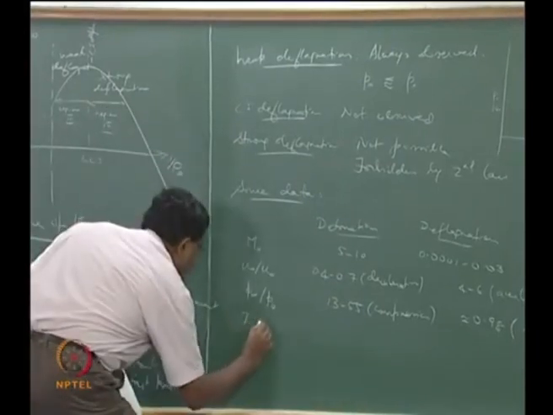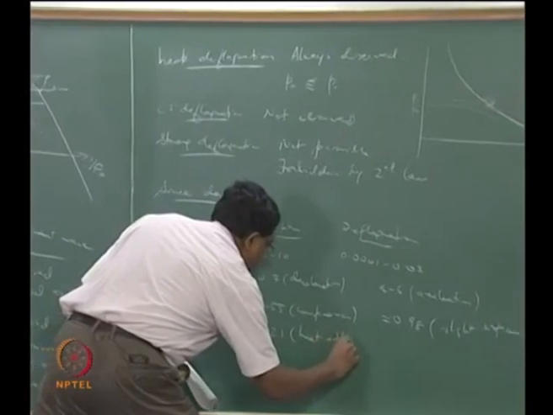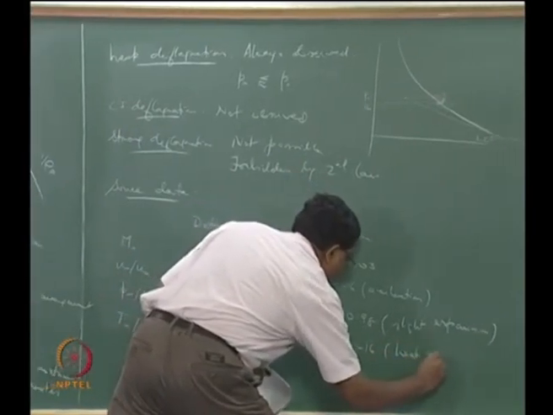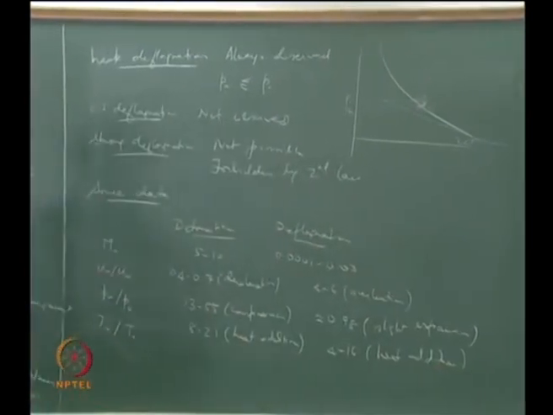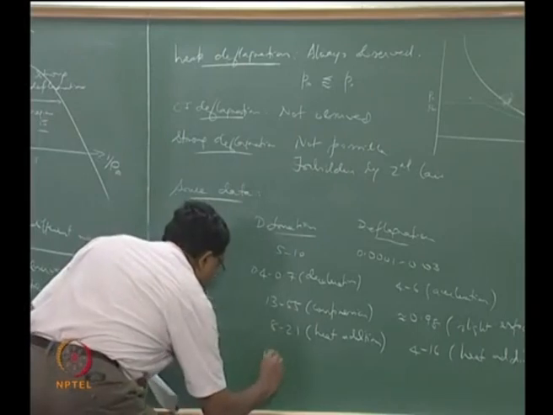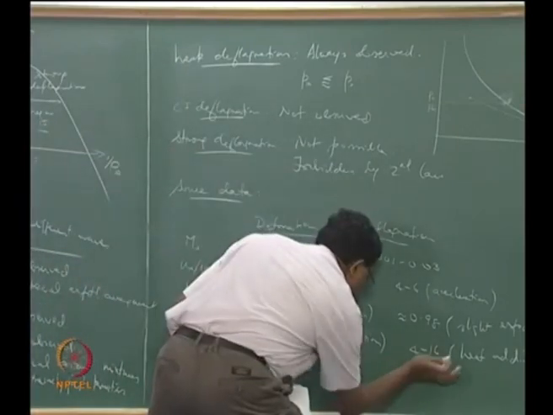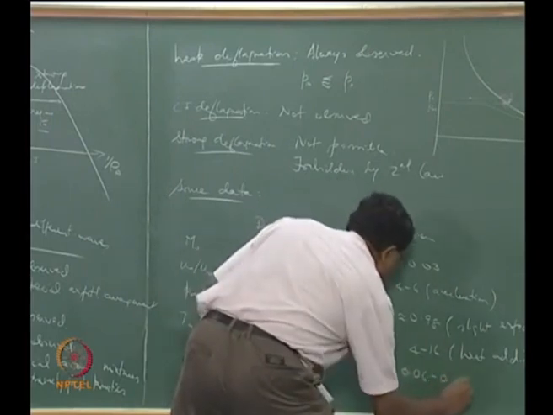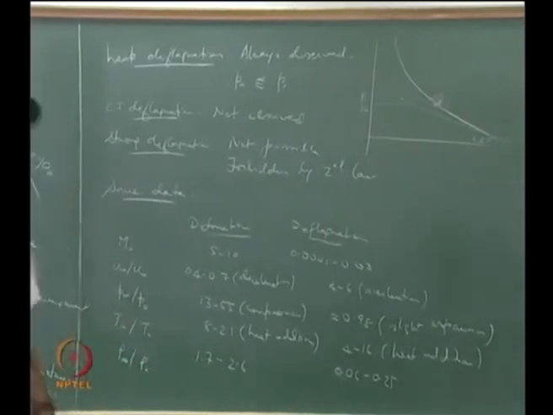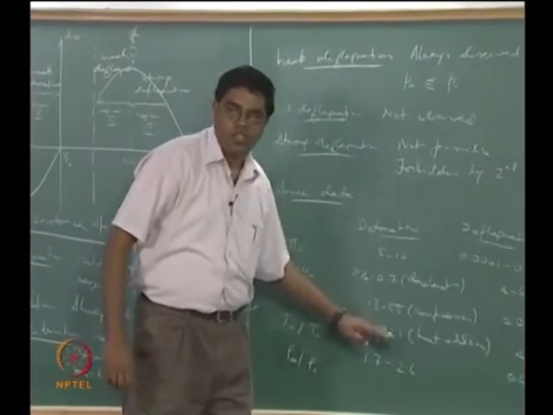T infinity over T naught is about 8 to 21, that is heat addition. It is only slightly less over here, it is about 4 to 16, also heat addition. In both cases we are actually adding heat. And finally, look at rho infinity over rho naught, you have about 1.7 to 2.6, and over here it is about 0.06 to about 0.25, that is about it. So you get the picture on what you get for these detonation or deflagration waves. In summary, you typically are looking at a CJ detonation or a weak deflagration when you are looking at these numbers.